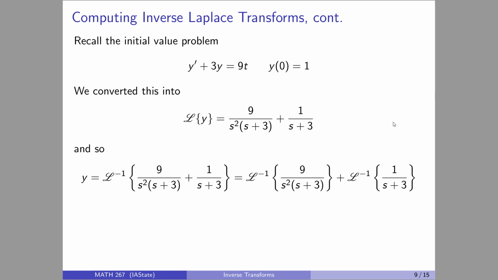Well, we now have what my solution to my diff EQ is, the function whose derivative plus 3 times itself equals 9t, restricted to the constraint that at 0 it's 1. That function is the inverse Laplace of this summation. So I know the inverse Laplace is linear, so I'm just going to find the individual inverse Laplaces and add them up. Now, this one right here, we can hopefully immediately recognize that's e to the negative 3t.